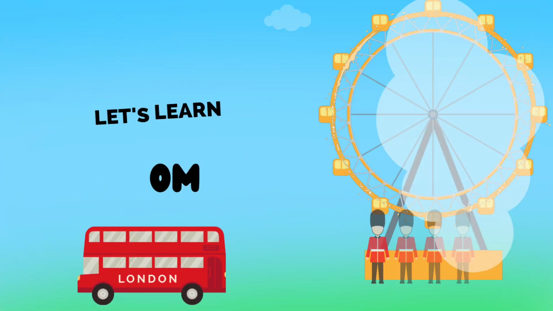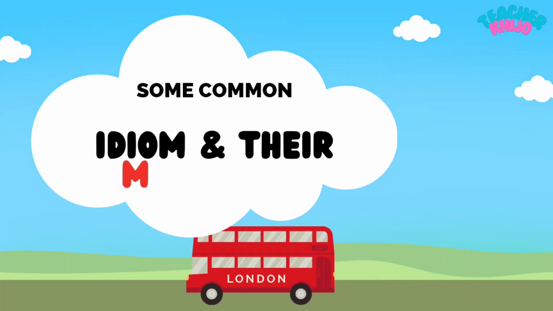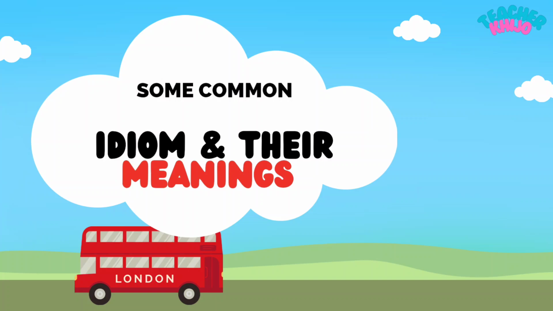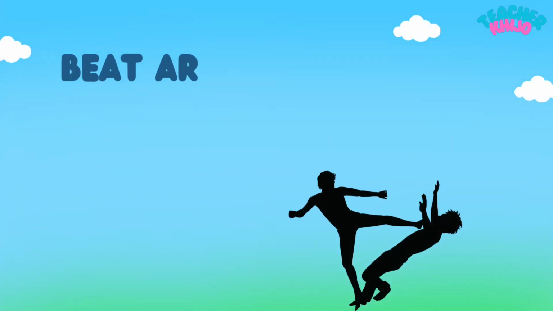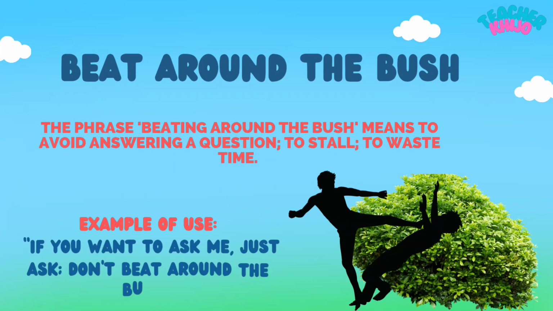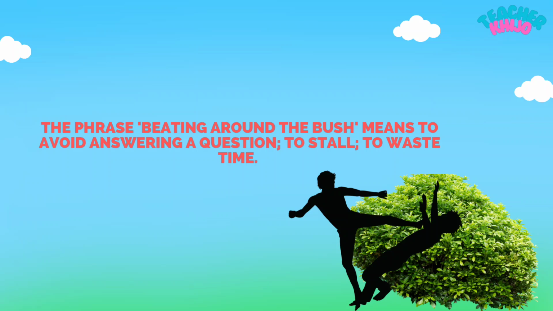Today this video is about some common English idioms and their meanings. So, number 1 is beat around the bush. The phrase beating around the bush means to avoid answering a question, to stall, to waste time. Example of using this idiom is if you want to ask me, just ask, don't beat around the bush.